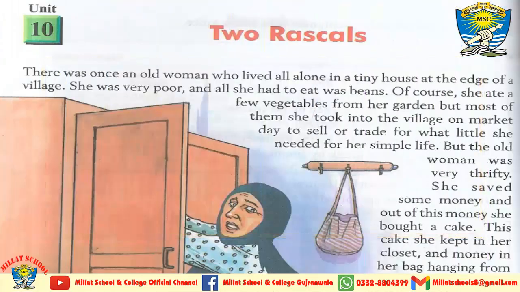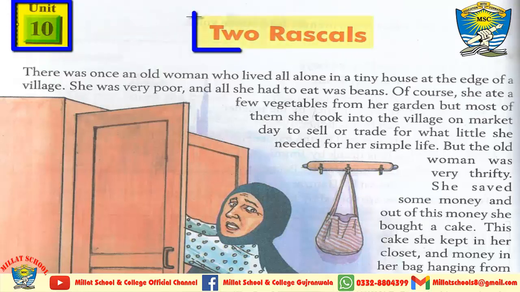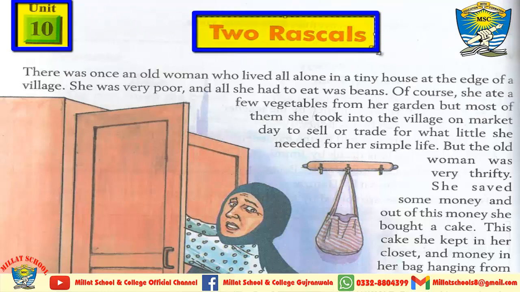Students, today we will start our first chapter, chapter number 10, and the name is Two Rascals. Say it with me, Two Rascals. Very good. Students, do you have any idea about rascals? Let me tell you, rascals are those who have bad habits like stealing or thieving. You can also say they are thieves.